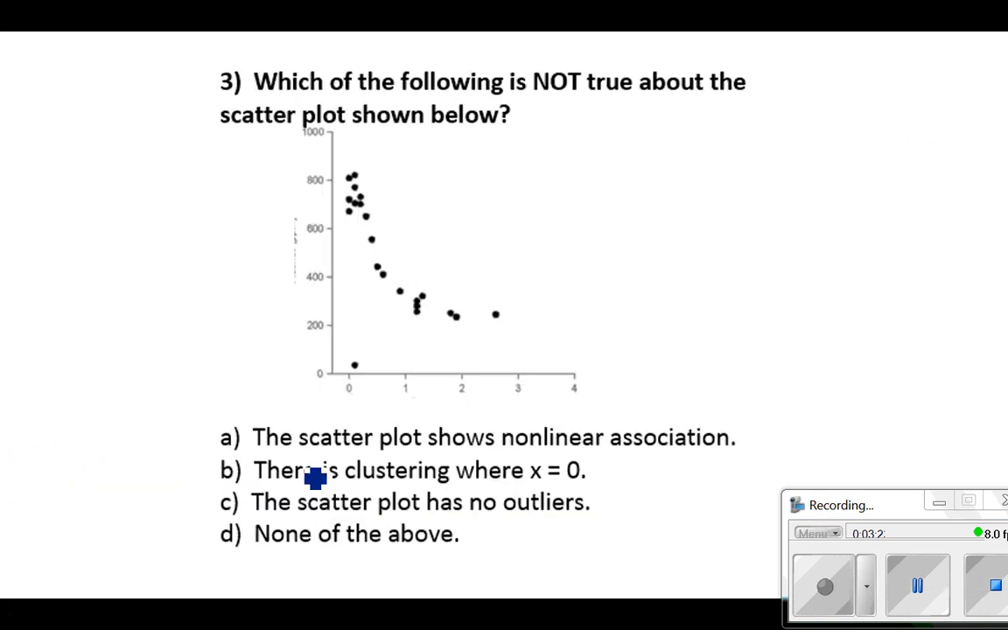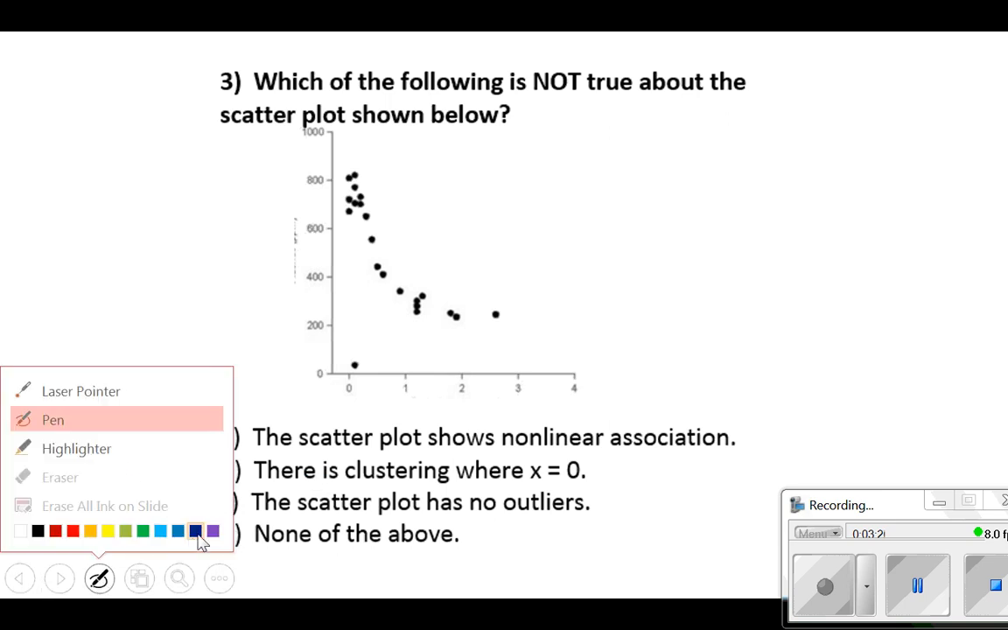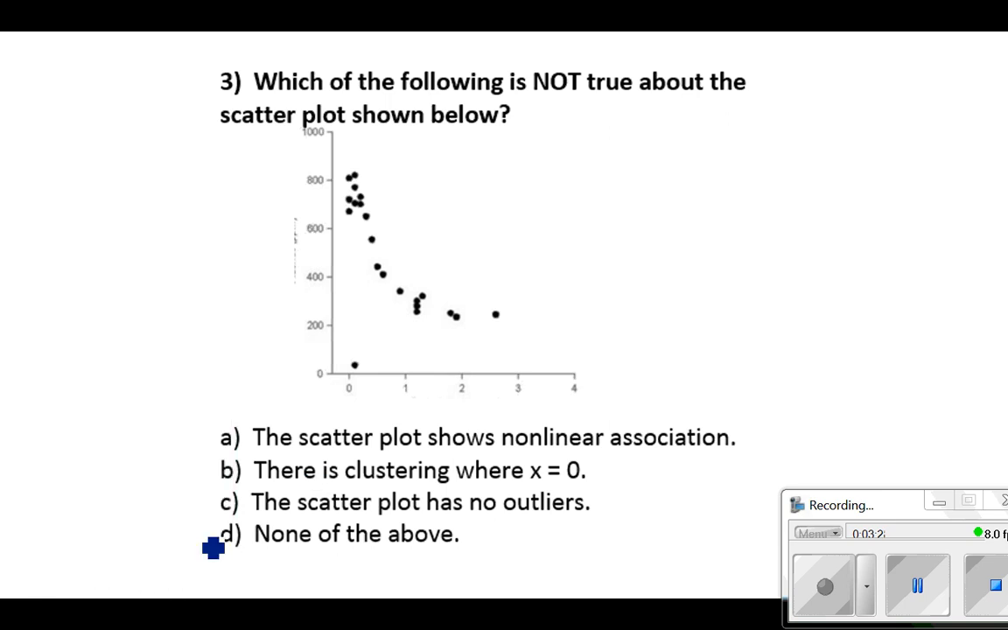For question number 3, which of the following is not true about the scatter plots shown below? Choice A, the scatter plot shows nonlinear association. B, there's a clustering where x equals 0. And C, the scatter plot has no outliers. Or D, none of the above. Notice we're looking at the words not true. So I'm going to decide if these are true or false.